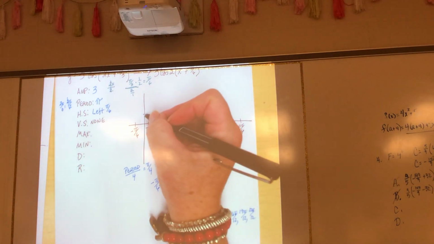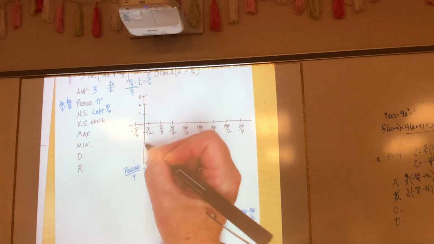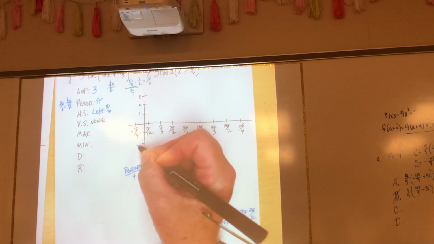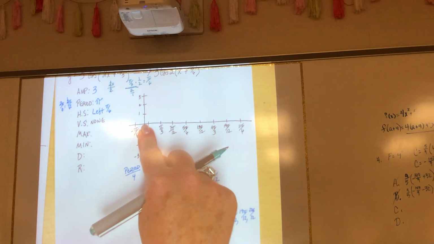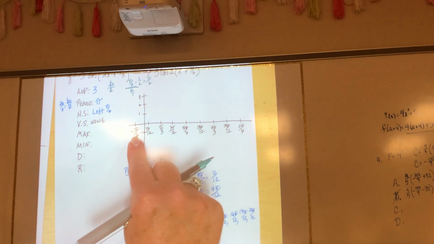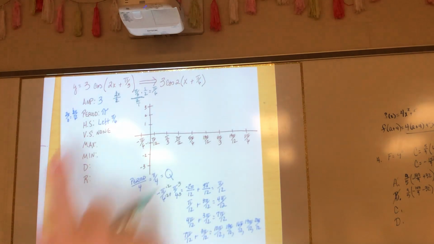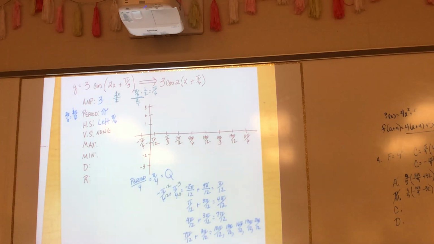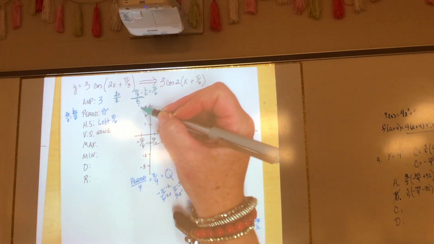My amplitude is 3. 1, 2, 3. -1, -2, -3. Okay, be careful and don't get sucked into the most common mistake, and that's to start your curve at that 0. Your curve starts at your first point, your first tick mark. I'm doing the cosine curve. Where does the cosine curve start? At the top. So I'm starting up here at this 3.